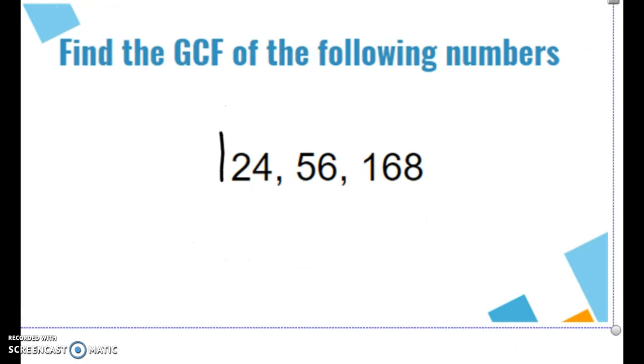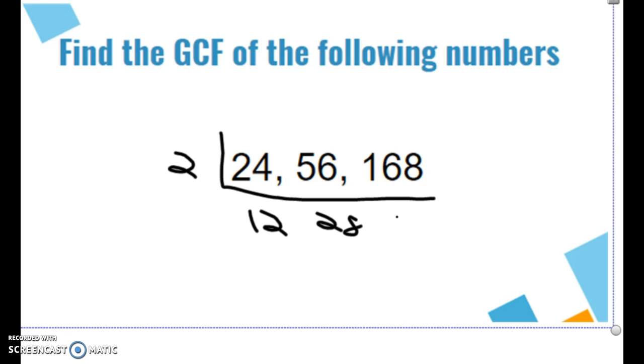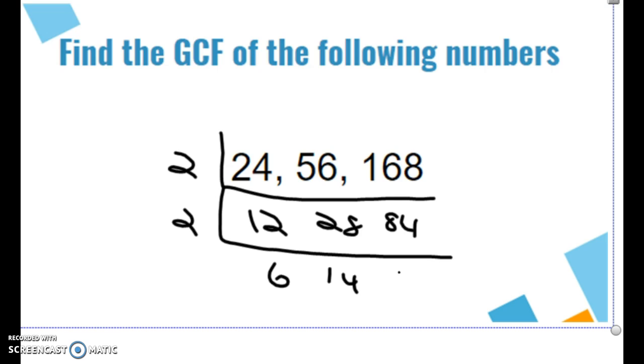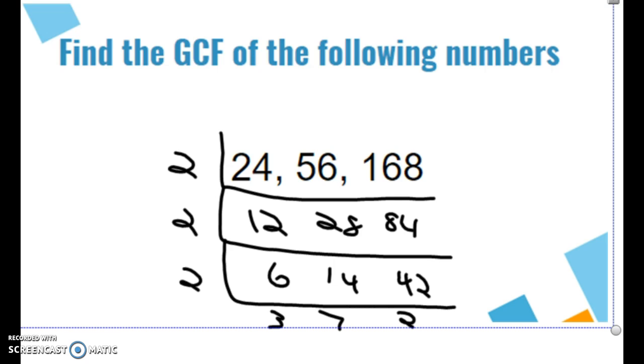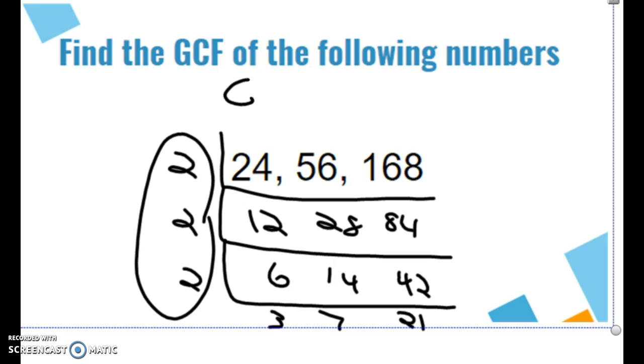All right, now we're doing GCF with 3 numbers. Remember, if you can't take the same number out of all 3, you're done. So we're going to write a 2. We have 12, 28, and then this is going to be 84. I can take another 2 out: 6, 14, and 42. And then I can take another 2 out, and I got 3, 7, and 21. Nothing can go into all 3 of those, so I multiply, and my GCF is going to be 8.